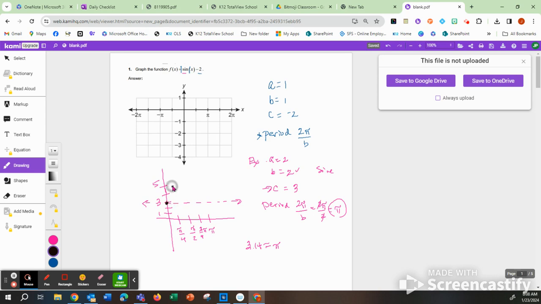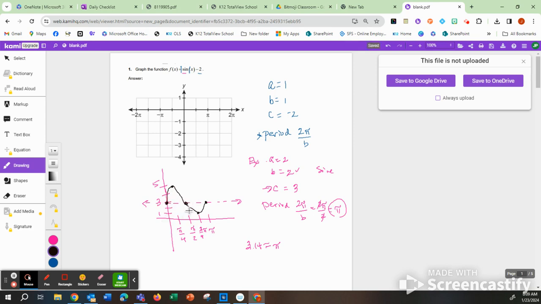So I'll go up to there. That's at pi over 4. At pi over 2, I'll go back to the midline. At 3 pi over 4, I'll go to 1. And then at pi, I'll go back to the midline, and then you can sketch that graph in. I do want to see distinct points so I know that you understand the content.